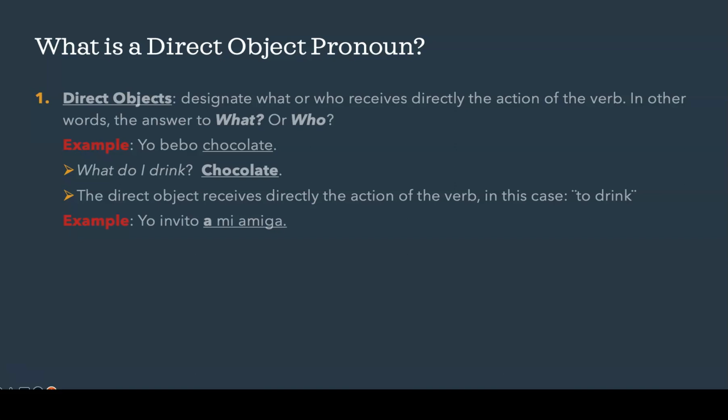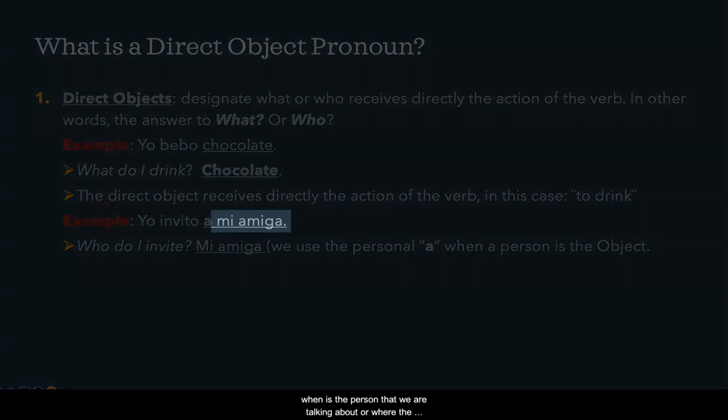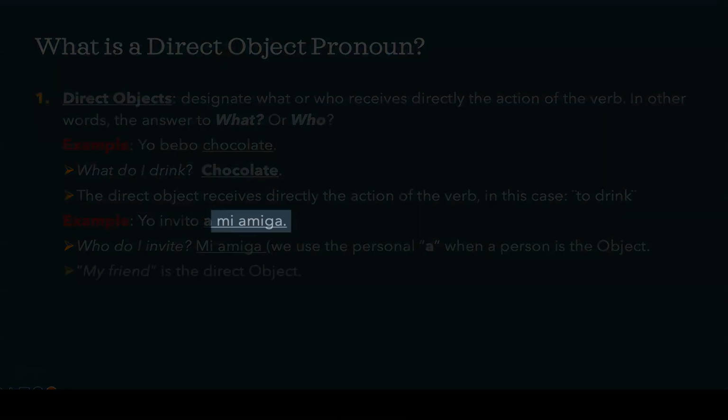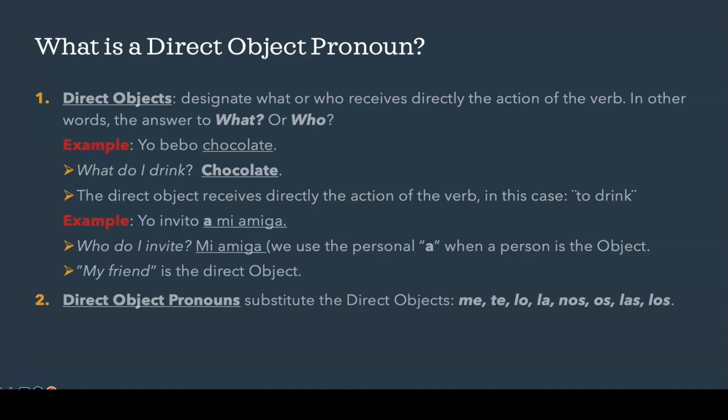Another example, with a person: yo invito a mi amiga. Who do I invite? Mi amiga. We use the personal a in this sentence particularly when it's a person that we are talking about, or when the person is the object. My friend is the direct object. Direct object pronouns help us substitute those direct objects so we don't have to repeat.